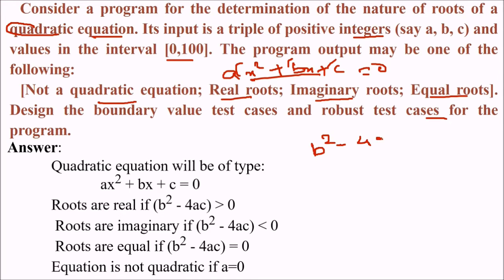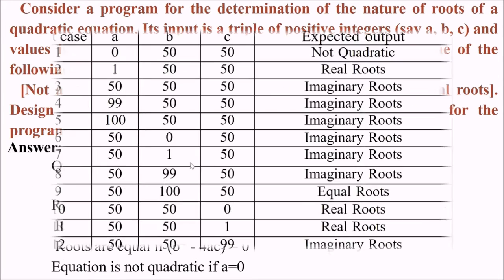By this we know if b square minus 4ac is greater than 0, then we say the roots are real. If it is less than 0, then we call the roots imaginary. If b square minus 4ac is exactly equal to 0, then we say that the roots are equal. And the equation is not quadratic if the x square term is not there. That is only possible when a is 0. So a is 0. These are the possibilities, as you can see.